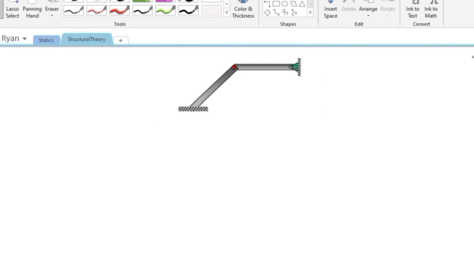Okay, so isa-isahin natin siya. I-isolate natin yung mga members natin since we have here an internal hinge. So, ito yung isa and ito yung isa. Okay. So, for the number of reactions dito, this is a fixed support. So, we have here 3 reactions, horizontal, a vertical, and a moment. In here, we have an internal hinge. So, we have a vertical reaction and horizontal reaction.